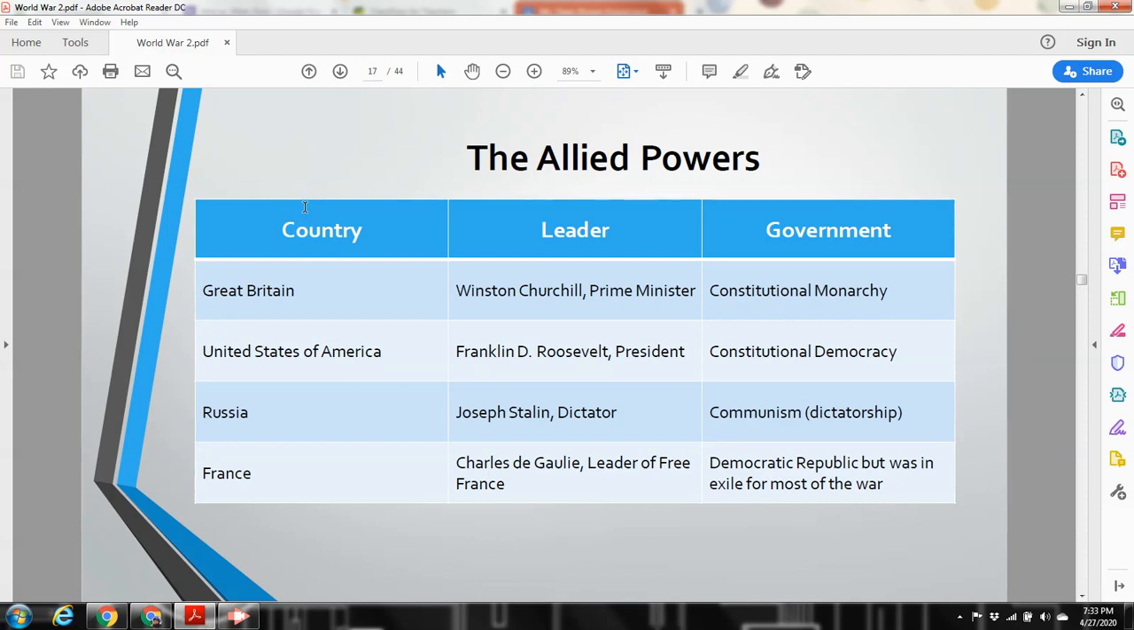In the United States, the president at the time was Franklin Delano Roosevelt. We have a democracy. Russia was led by Joseph Stalin, which is communism or a dictatorship. And then France had Charles de Gaulle, which is a democratic republic. So those are your four main leaders in the Allied groups.